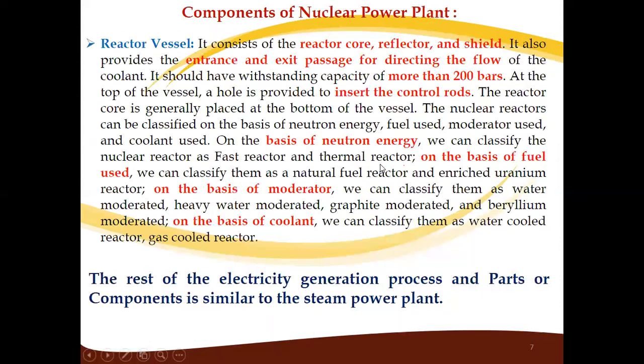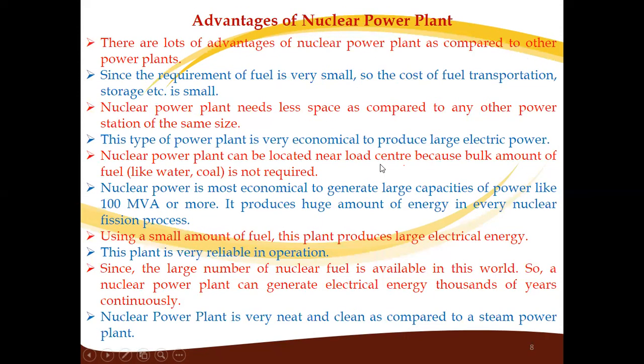Now we'll see the different advantages and disadvantages of this nuclear power plant. So, advantages of this nuclear power plant. There are lots of advantages as compared to other power plants. The first one is, since the requirement of fuel is very small, the cost of fuel transportation and storage is very small. In the case of a thermal power plant, the cost related to transportation and storage of coal is very high. But in the case of this nuclear power plant, it is very low.